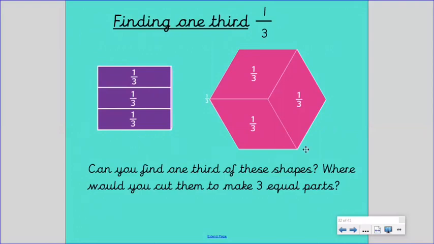Okay, and for this one, it's a bit of a funny way of splitting a shape, but I've split it into 3 equal parts here. Okay, so each of these parts is sort of like a diamond shape. A little bit trickier, but still 3 equal parts, and each of those parts is a third.